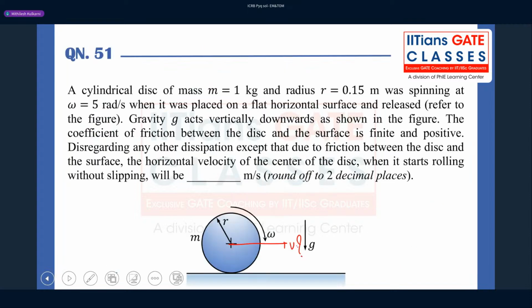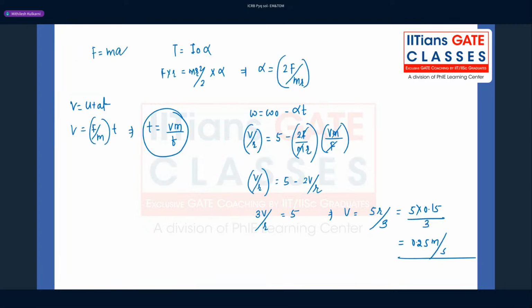They are not given the options. Up to 2 decimal places they are asking. So 0.25 is the correct answer in this case.